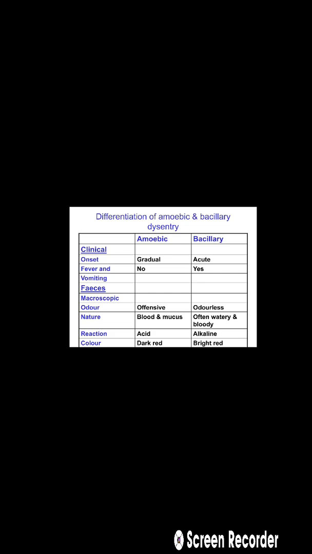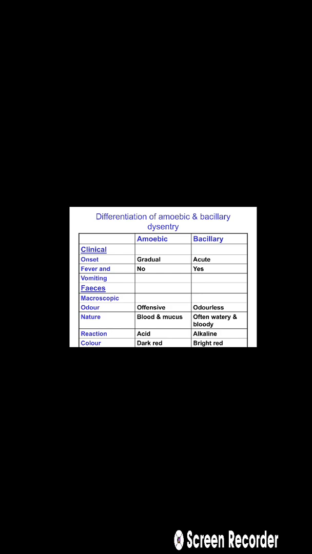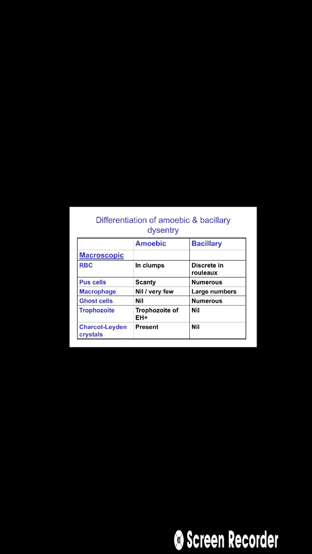And the onset of amoebic dysentery is gradual, but in bacillary dysentery it is acute, and fever is usually present in bacillary dysentery, but it is usually absent in amoebic, or it is a mild degree fever. And in feces examination you will get blood and mucus in amoebic dysentery, and in bacillary dysentery it is usually bloody and watery but without any mucus. Reaction is acidic in amoebic dysentery, but in bacillary dysentery you will get alkaline reaction. And in amoebic dysentery the color of the stool is dark red, but in bacillary dysentery it is bright red due to the fresh bleeding.